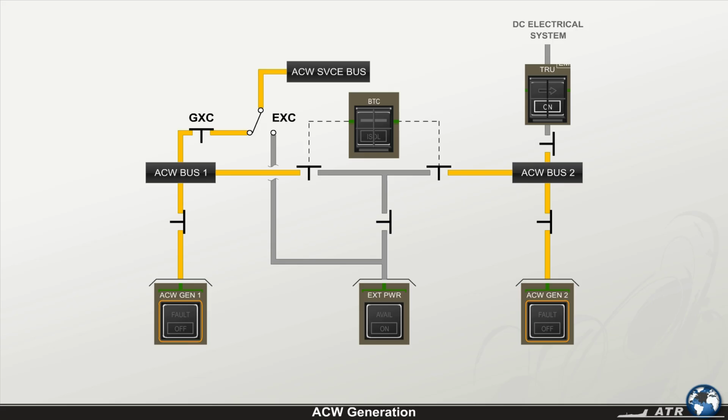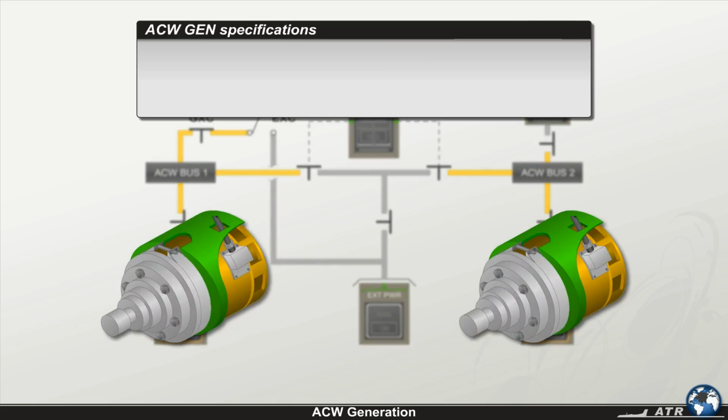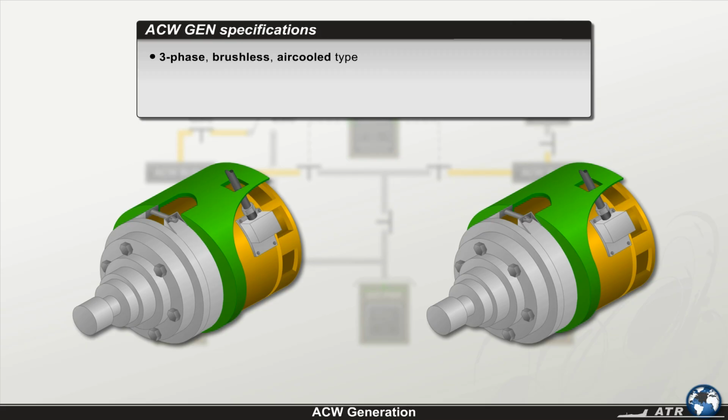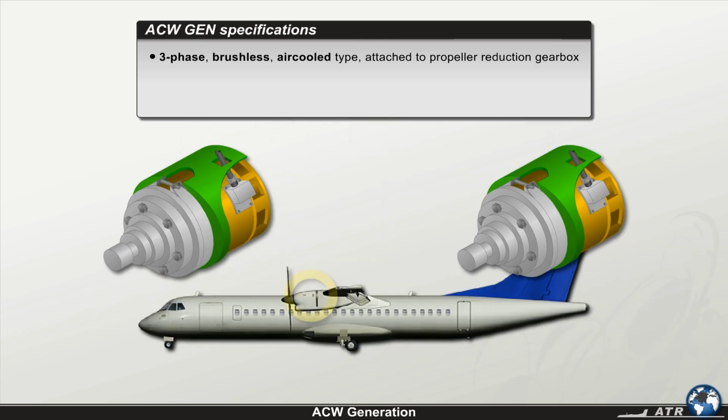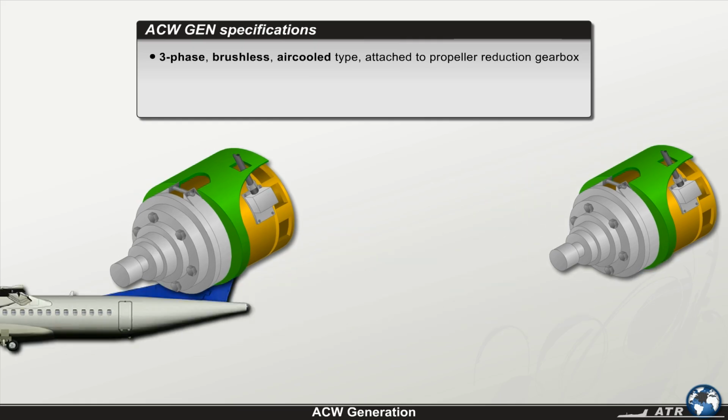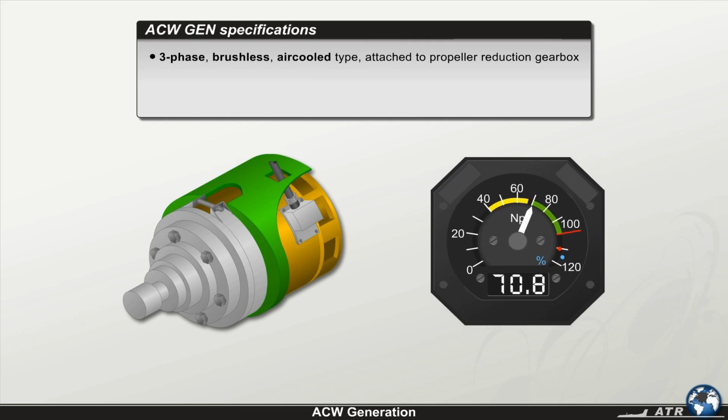In comparison, the AC wild system sources are two three-phase brushless air-cooled type generators. They're attached to their respective propeller's reduction gearbox rear housing. Since they're driven by their respective propeller's reduction gear, the wild frequency of 341 Hz to 488 Hz results from the variations in the propeller's speed, from 70.8% up to 100% NP, while the aircraft is in flight.